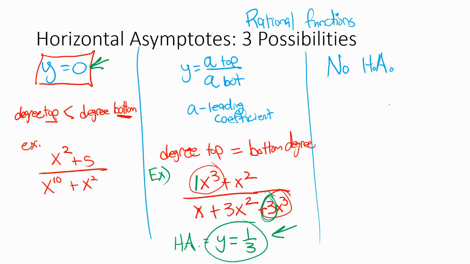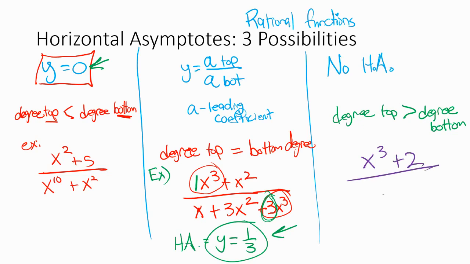And finally, to have no horizontal asymptote, that scenario is when the degree of the top is bigger than the degree of the bottom. And so what that would look like is anytime you have, say, an x to the third plus 2 divided by, I don't know, x minus 5. So it is a linear function on the bottom and a cubic function on the top. What's happening is this top degree is 3, the bottom degree is 1. In this instance, you have no horizontal asymptote.